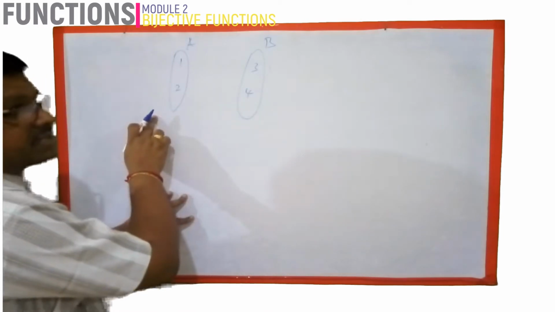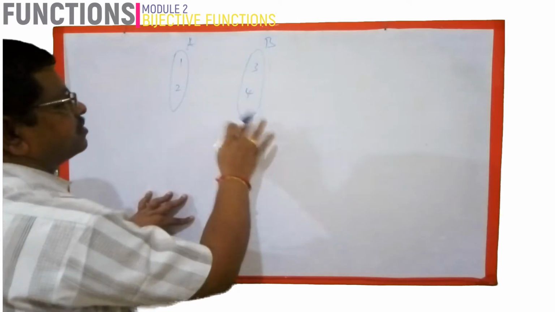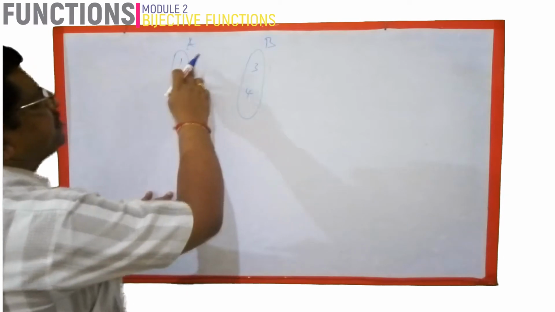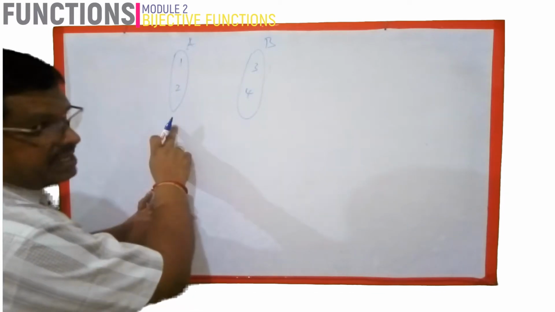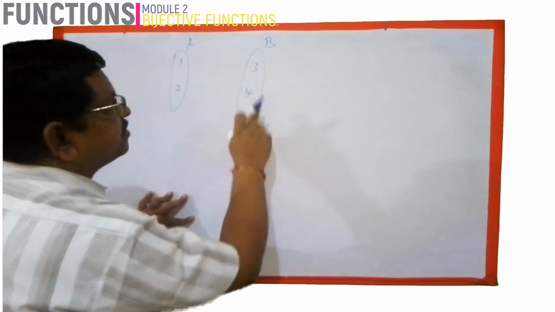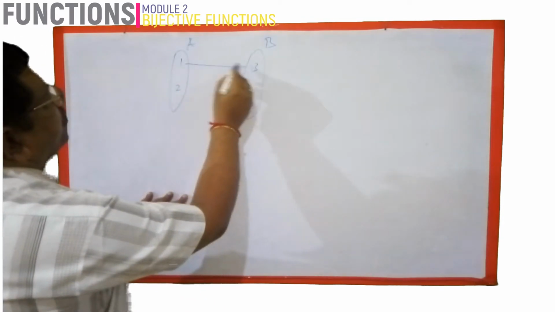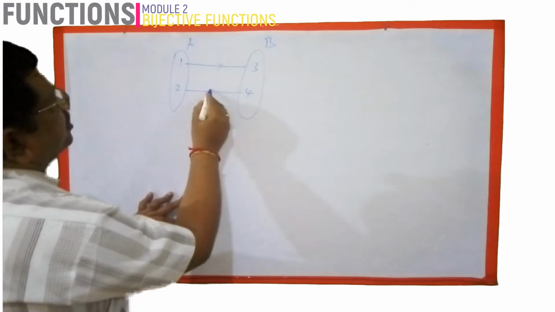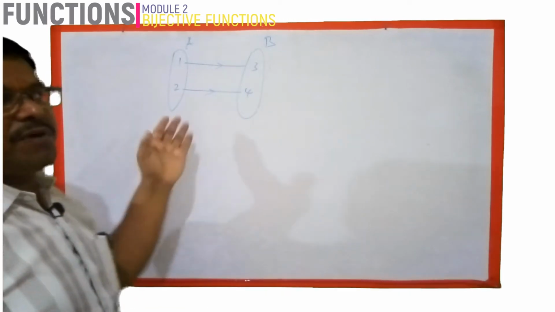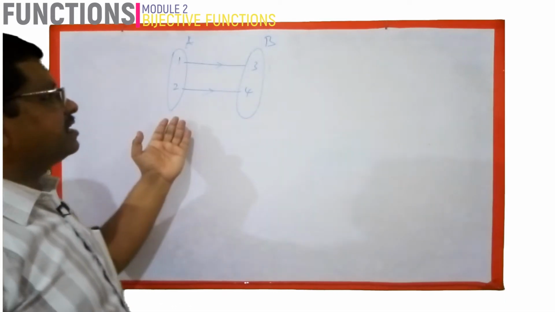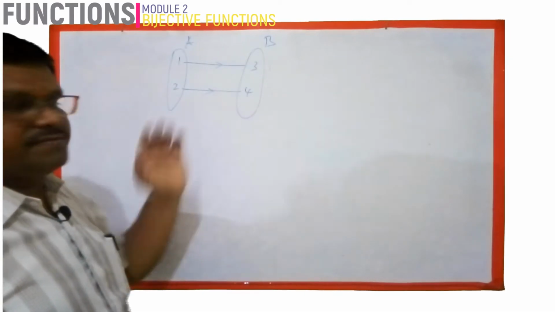So A is called the domain, B is called the codomain. The elements present in A are called pre-images and the elements present in B are called images. Now the image of 1 is 3, the image of 2 is 4. If we find such a relation, that relation can be called a 1-1 relation.